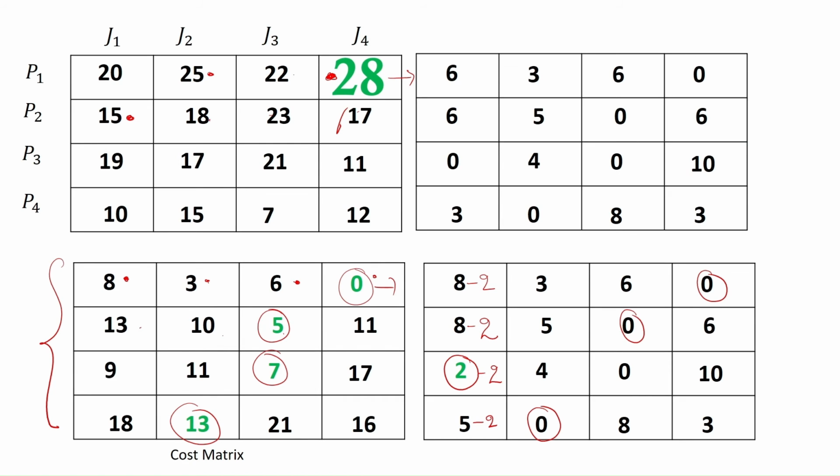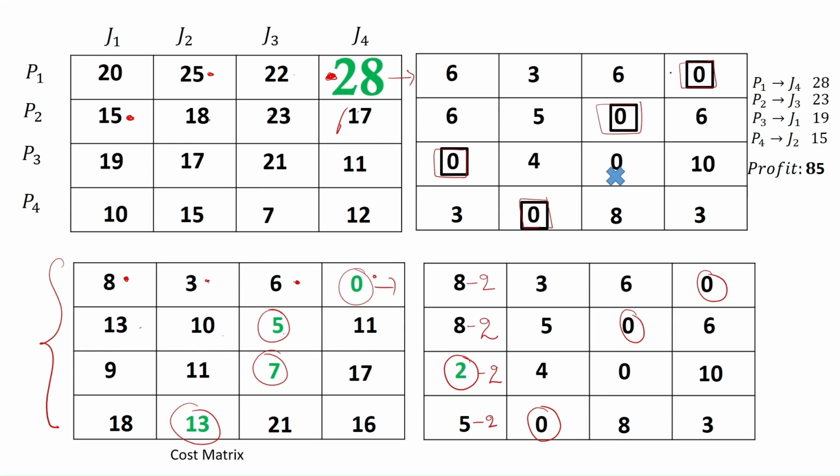Now I can start allocating zeros. Do I see a single 0 in the first row? Yes, I do. I allocate and move on to the second row. Do I see a single 0 in the second row? Yes, I do. Allocate and cross this 0. Now do I see a single 0 in the third row? Yes, I do. Allocate and move on to the fourth row. Fourth row also I have a single 0. I allocate. Now since I have 4 allocations, I'm done.